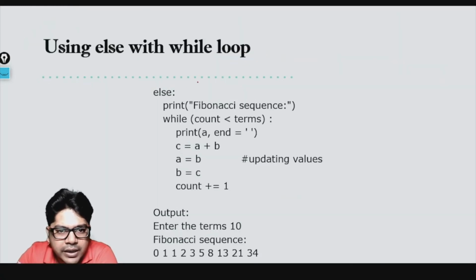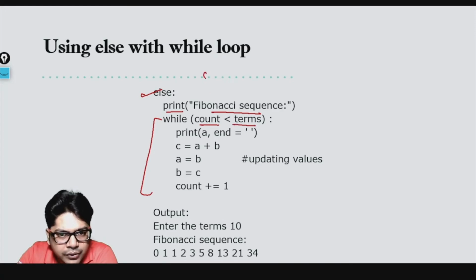So what we are doing here is that we went into the else part and we wrote print Fibonacci sequence. Now you see in the while loop, we are running a condition: count is less than or equal to terms. Count, we initialized it to 0, and terms is the number which the user has given. Let's suppose 10. Now c equal to a plus b. A was the first term, b was the second term that we gave, 0 and 1.